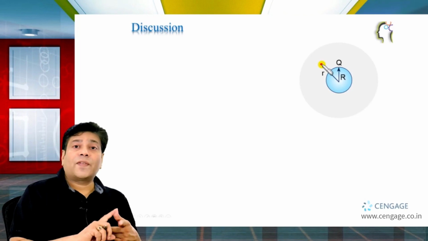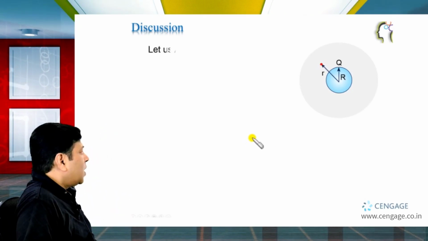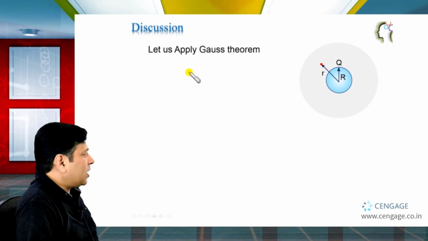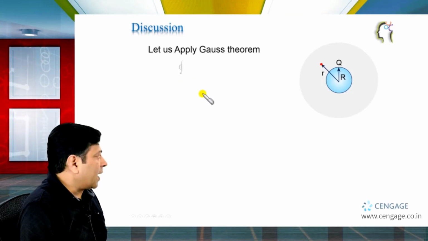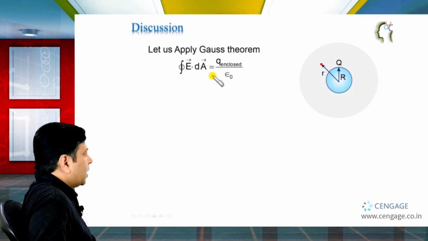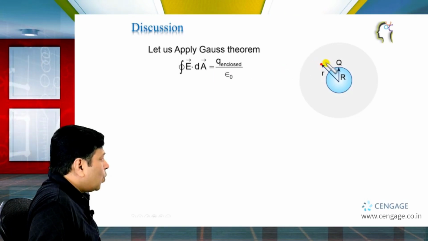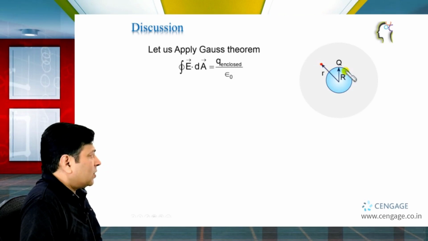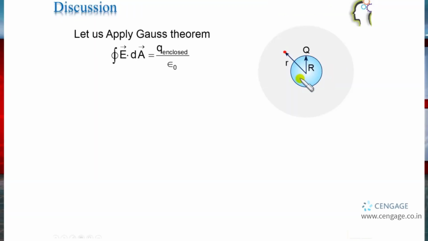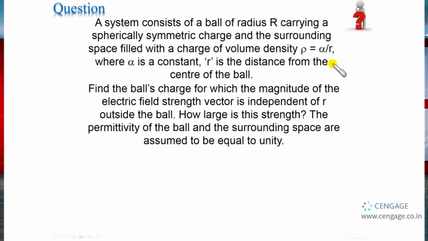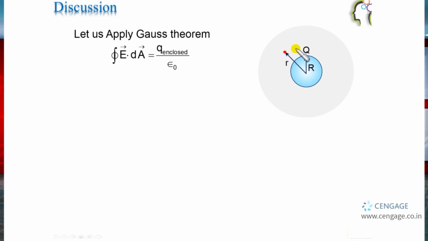For finding the electric field intensity, we need to apply the Gauss theorem. And we know the Gauss theorem is the closed surface integral E dot ds equal to Q enclosed divided by epsilon naught. That means we need to draw the Gaussian surface passing through this point. And we know the charge has a spherically symmetrical distribution, and here the charge distribution is changing according to this relation. That means the Gaussian surface passing through this point under consideration should be spherical.